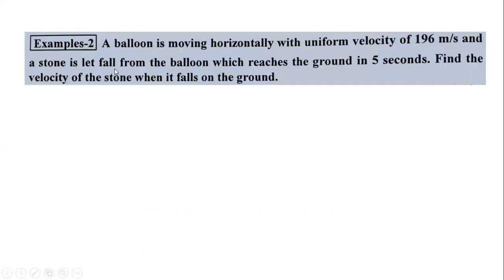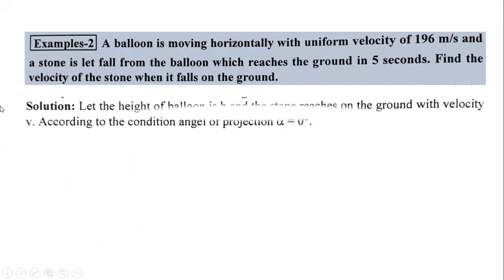Example 2. A balloon is moving horizontally with a uniform velocity of 196 meter per second, and a stone is let fall from the balloon, which reaches the ground in 5 seconds. Find the velocity of the stone when it falls on the ground. Solution. Let the height of the balloon be h and the stone reaches the ground with velocity v.